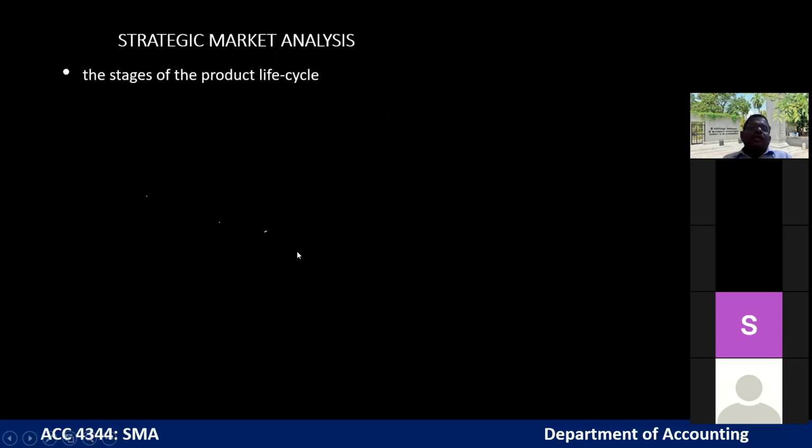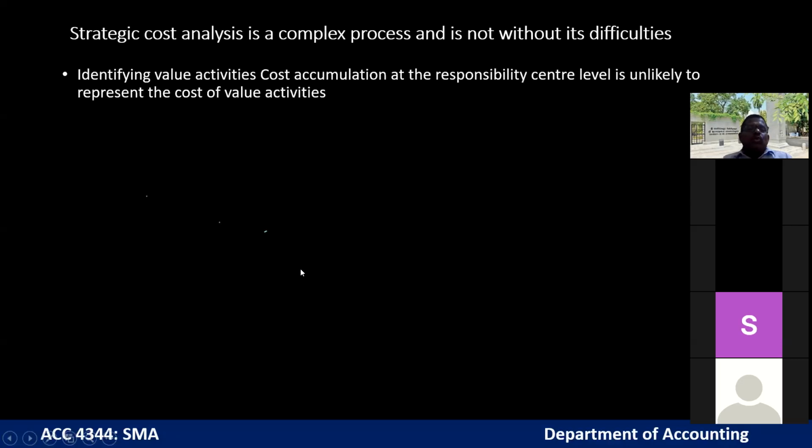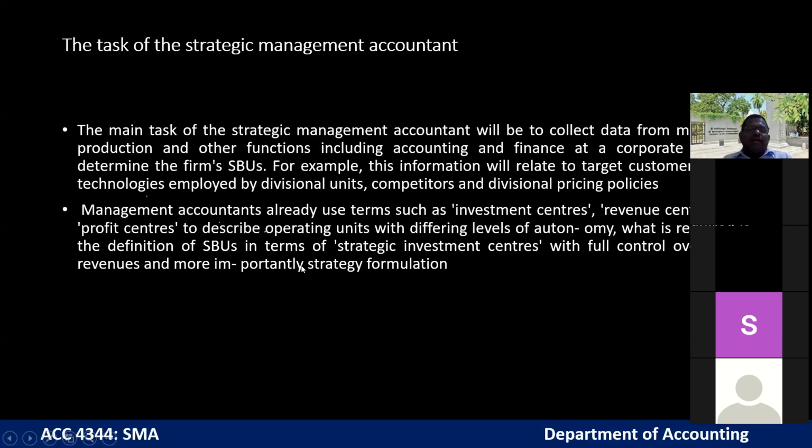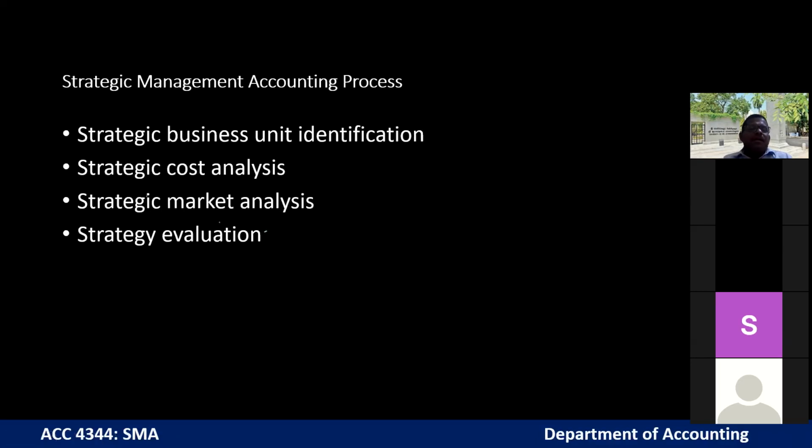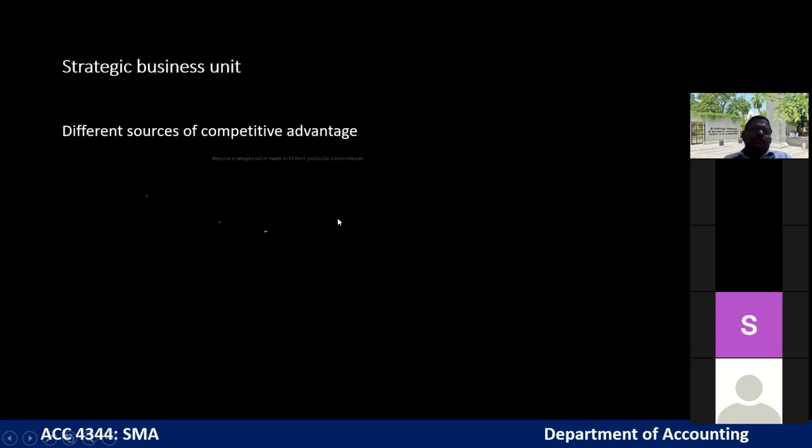Then we will come to the strategic market analysis. I just want to remind you what we are doing. We are studying these 4 areas of the strategic management process. We talked about strategic business unit identification. We discussed the strategic cost analysis. Now we are trying to talk about strategic market analysis. That's where we are.